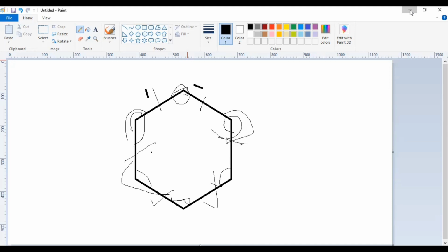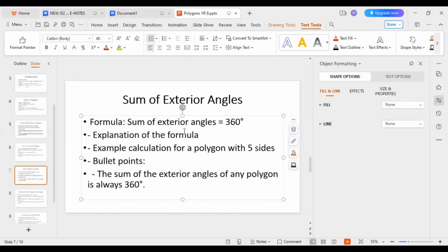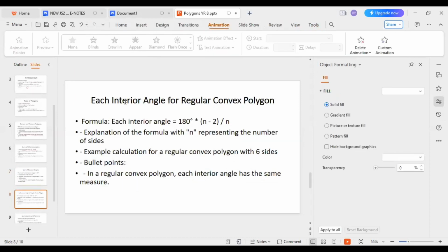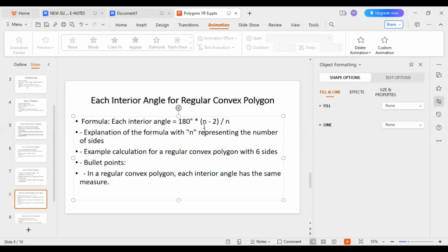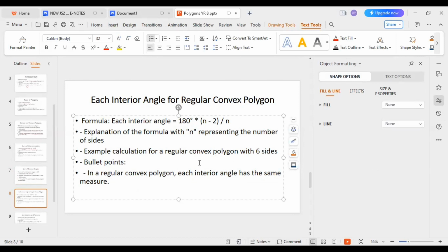Then the next one we are going through now is the interior angles. You already know. Then we have another challenge. The next formula we need to note is this. Each of the interior angles is equal to this.